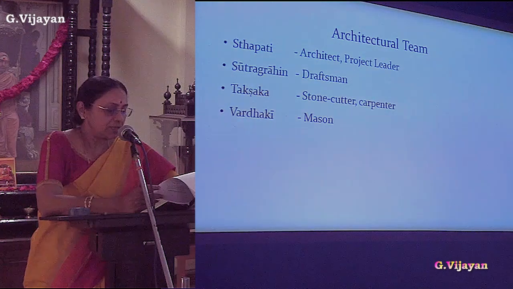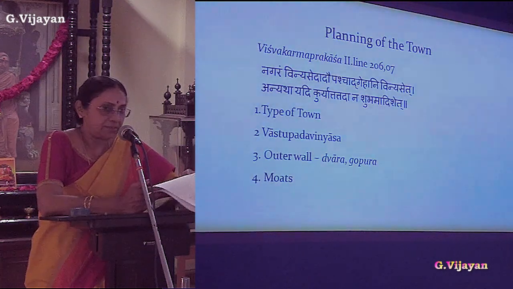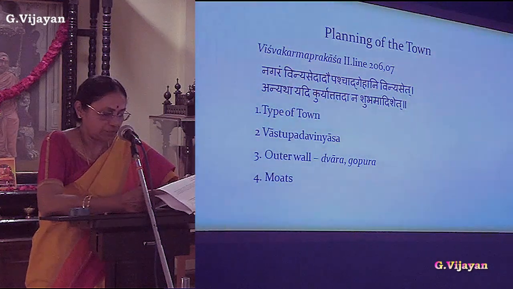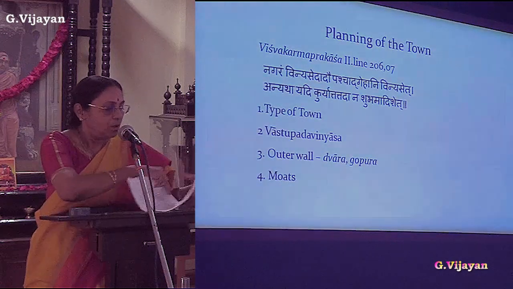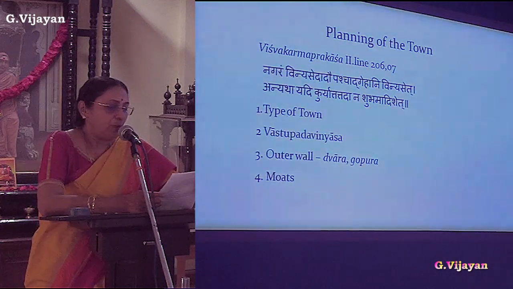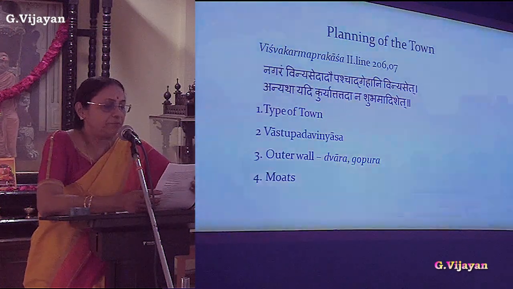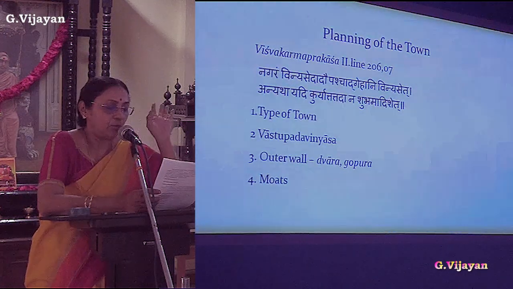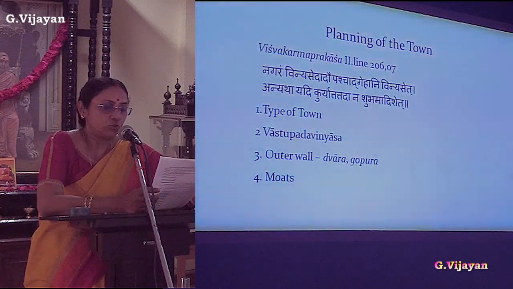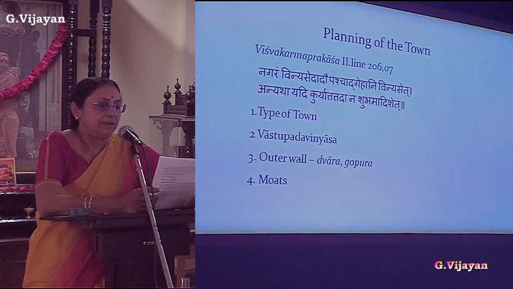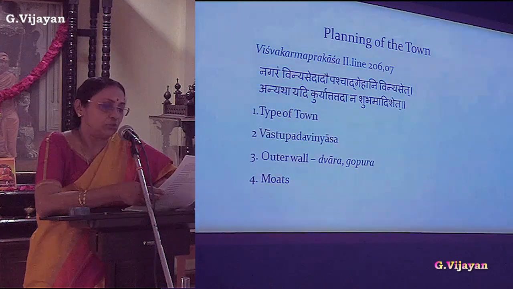So the first task of the Sthapati was to select the type of town from the many categories described in the text based on the size of the town, size of population and location. Once the type of town and the corresponding size was determined by the Sthapati, the Vastupada Vinyasa that gave a basic layout, the basic drawing was drawn and elaborate Vastu Pujas carried out. The entire layout of the town was planned before planning individual houses.